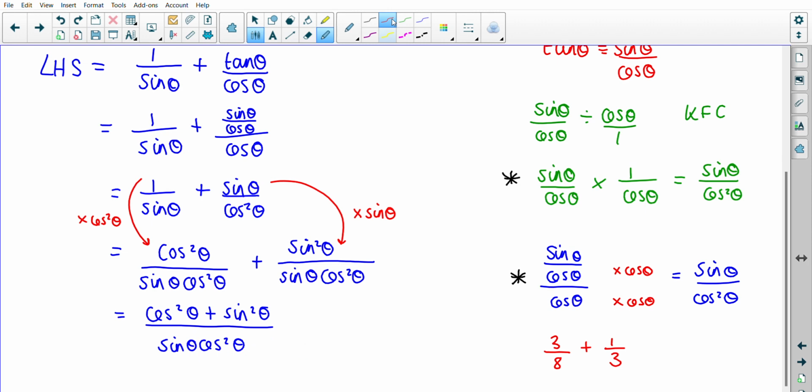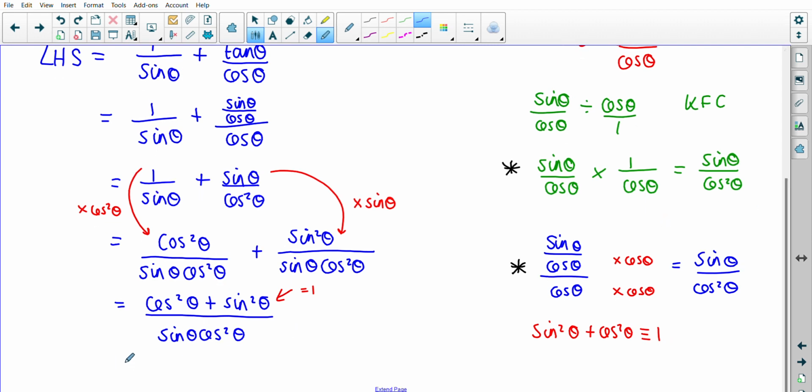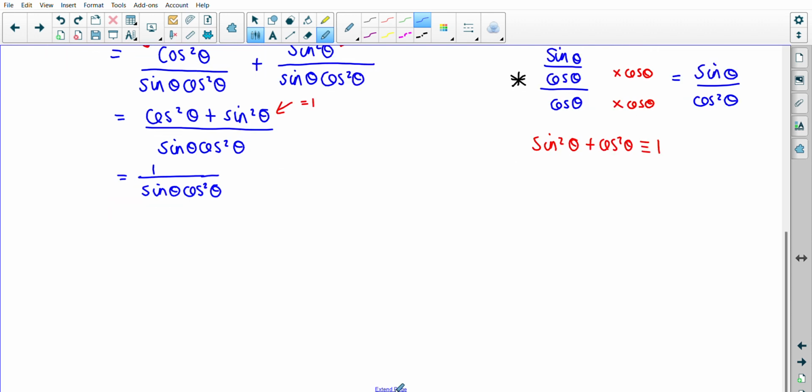And if you've spotted it, the numerator is an identity. So sine squared theta plus cos squared theta equals 1. So that is 1. So I'll be left with 1 over sine theta cos squared theta, which is what I wanted. So that equals the right hand side.